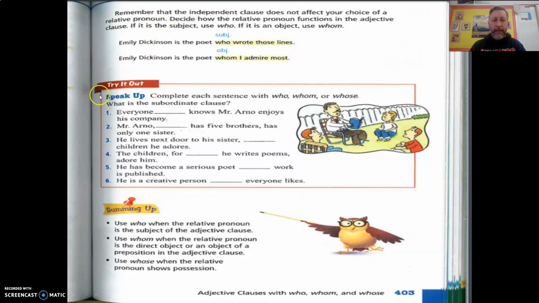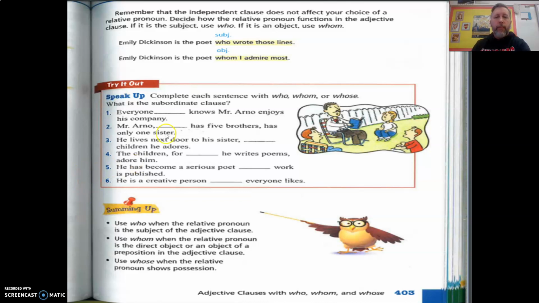So in the middle here, page 403, here's what I'd like you to do. I'd like you to pause the video and go through numbers 1 to 6, write them down on a piece of paper, and then let's go through it together and see how you did. Okay, so go ahead and pause the video, work through numbers 1 to 6 on page 403. And we're back.